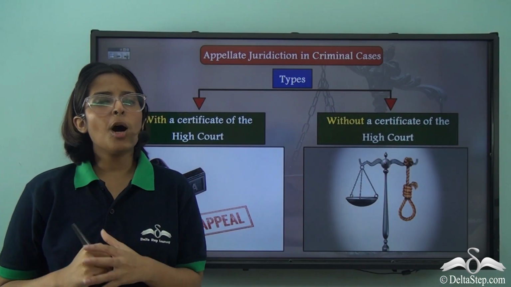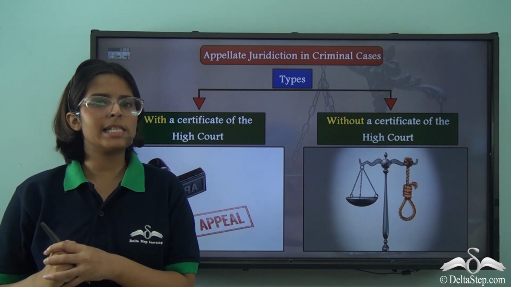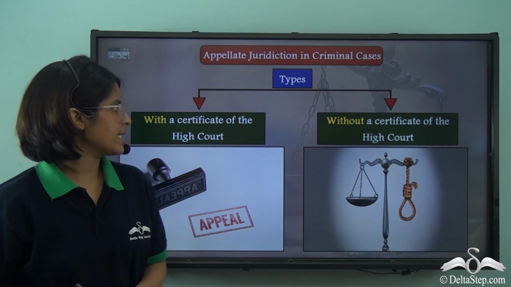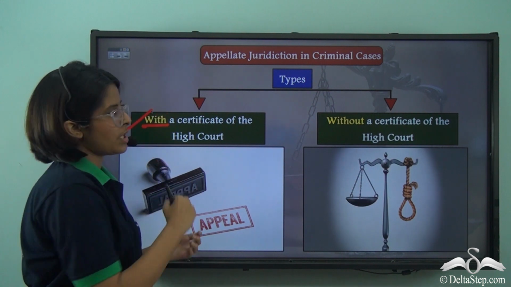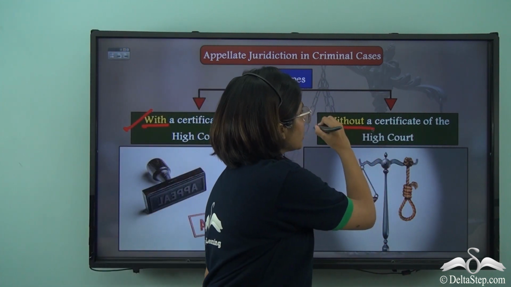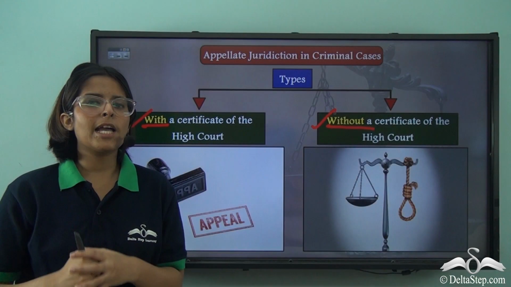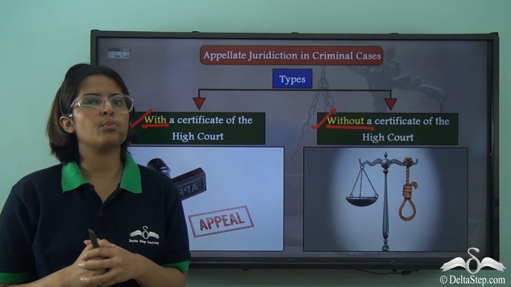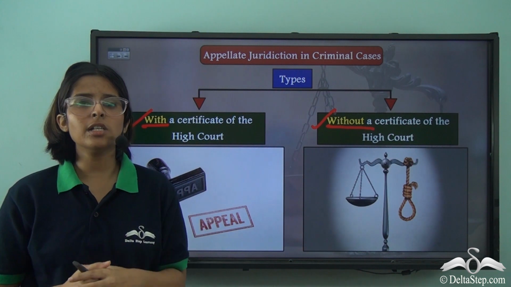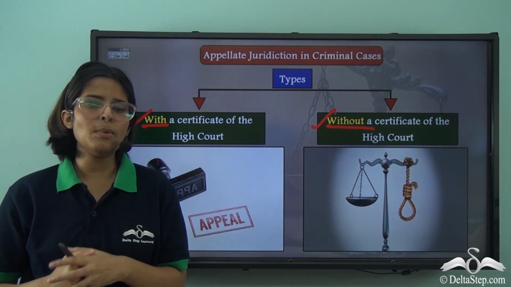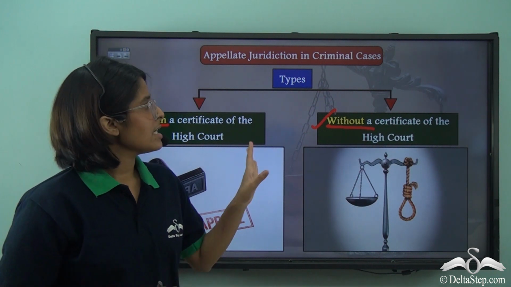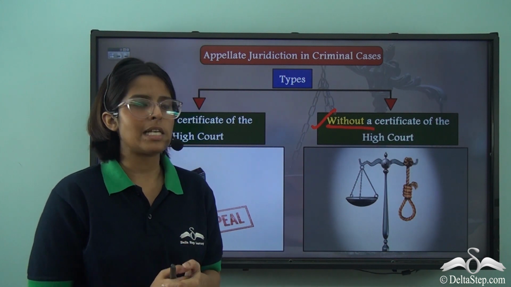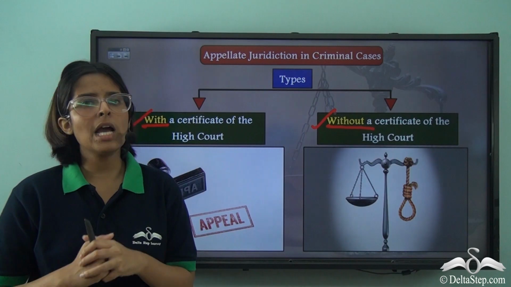Now, there might be appellate jurisdiction of the Supreme Court in criminal cases. In criminal cases, appeals can come to the Supreme Court in 2 ways. Firstly, with a certificate of the High Court, and secondly, without a certificate of the High Court. So, if the High Court feels that there is a criminal case which needs to be relooked or reviewed by the Supreme Court, then it will give a certificate that the Supreme Court will take it up as an appeal. Otherwise, in certain cases, appeals can lie from the High Court to the Supreme Court in criminal cases without the certification of the High Courts.